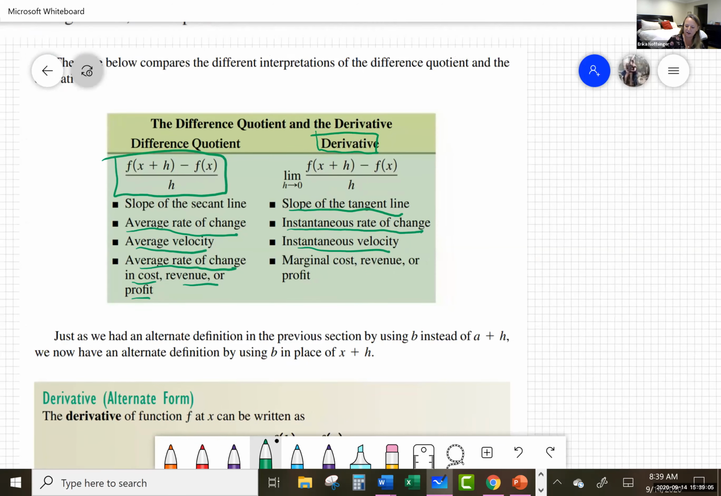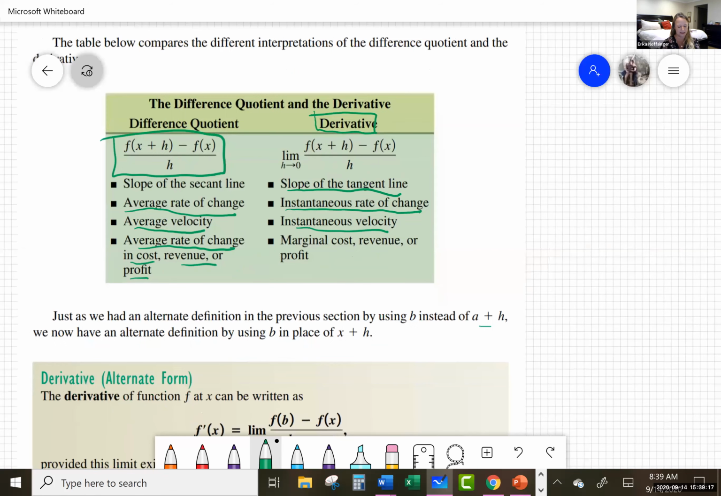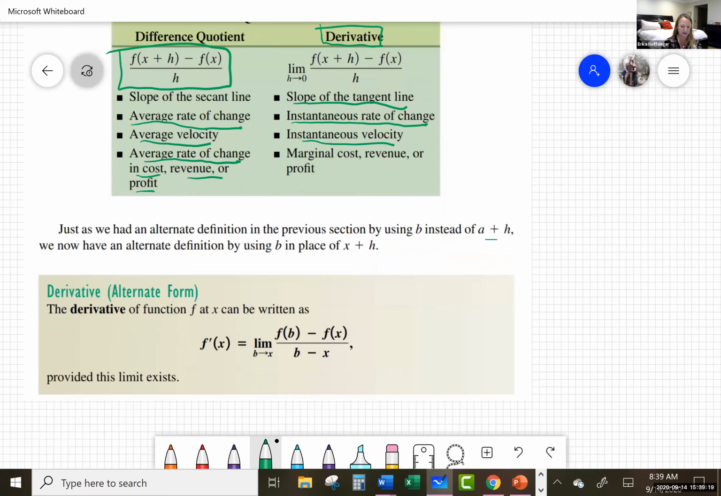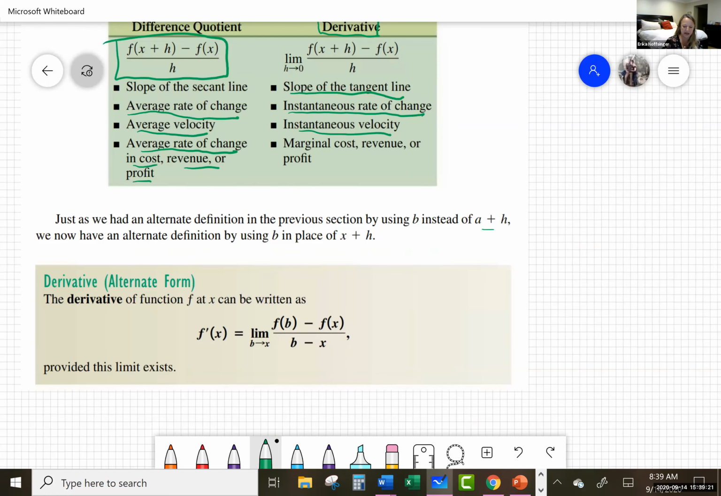Just as we had alternate forms in previous sections by using b instead of h plus a, which I didn't like to do, but we could. We now have an alternate function by using b instead of x plus h. So instead, if you wanted to write it like this, you can. I tend not to use this alternate form, but it is in the book, and you might see it.